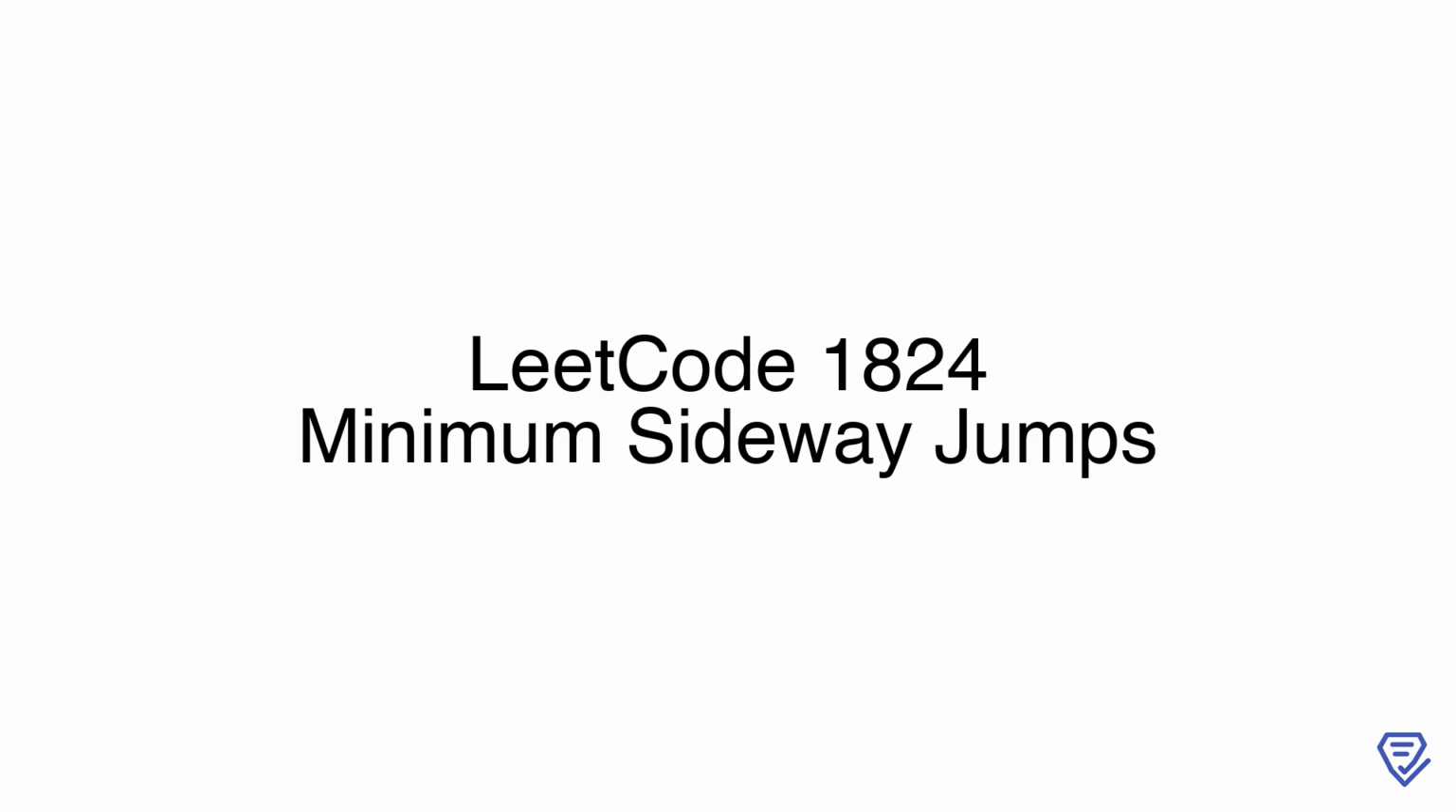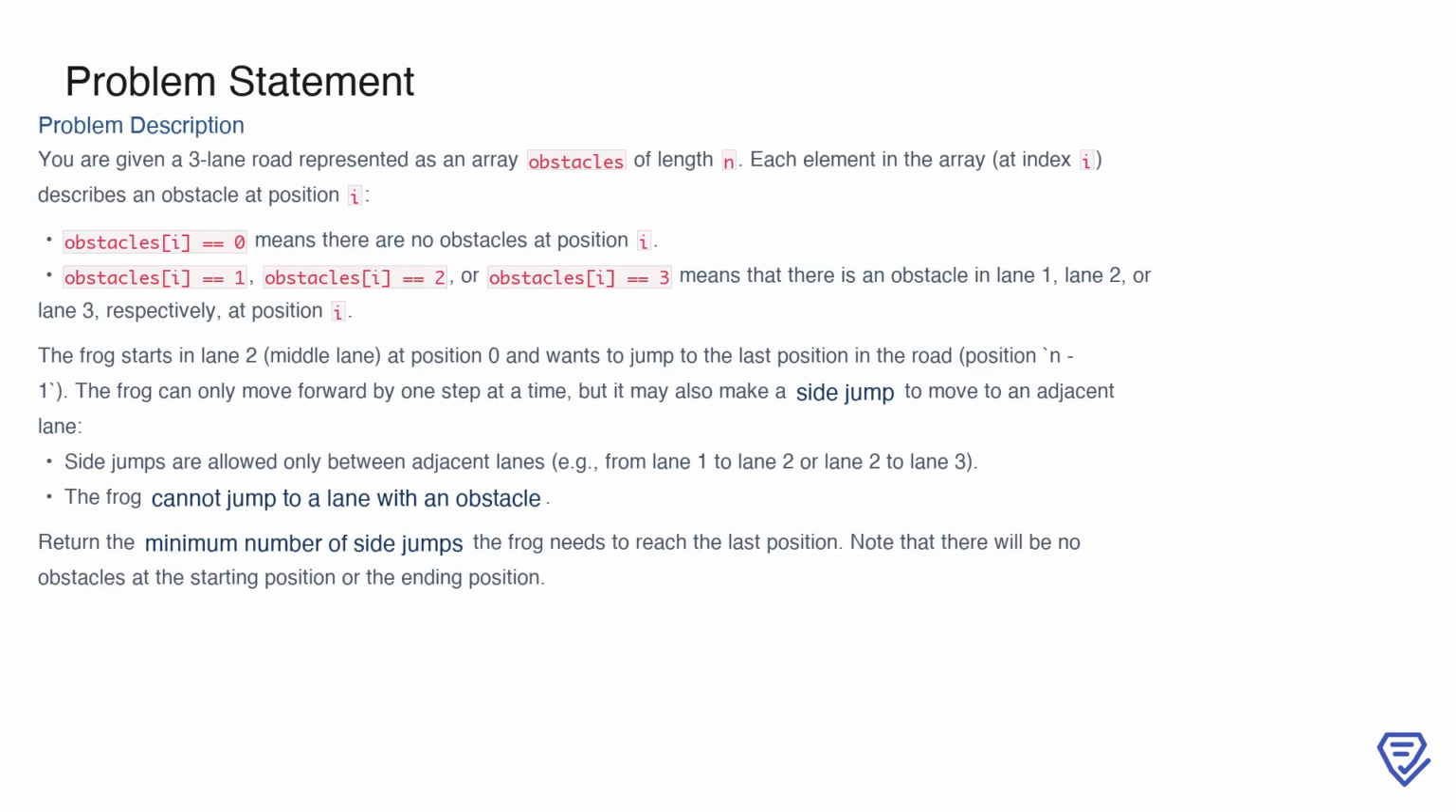Welcome! In this session, we'll be exploring problem number 1824, minimum sideway jumps. We'll break it down step by step, evaluate different approaches, and understand how to solve it effectively. Let's dive in. In this problem, we are tasked with helping a frog navigate a 3-lane road filled with obstacles.